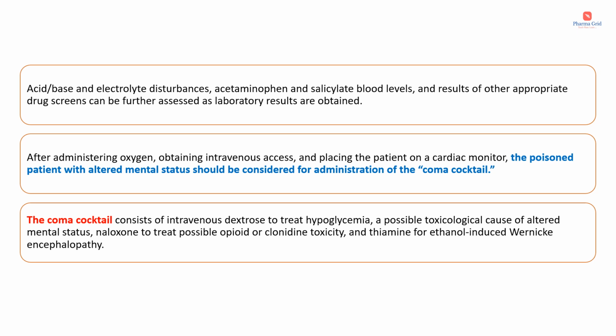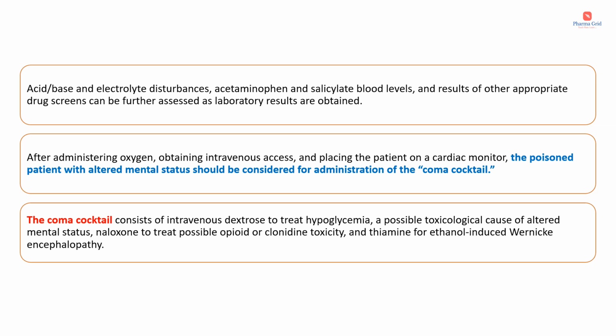After administering oxygen, obtaining intravenous access, and placing the patient on a cardiac monitor, the poisoned patient with altered mental status should be considered for administration of the coma cocktail. So, the coma cocktail is usually administered to poisoned patients with altered mental status. The coma cocktail consists of mainly three medications.